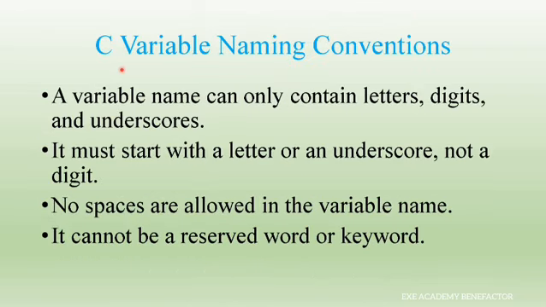So the next is C variable naming convention. How to write a variable name? A variable name can only contain letters, digits and underscores. It must start with a letter or an underscore, not a digit. No spaces are allowed in the variable name, that is white spaces should not be there. It cannot be a reserved word or keyword. So these are the rules.